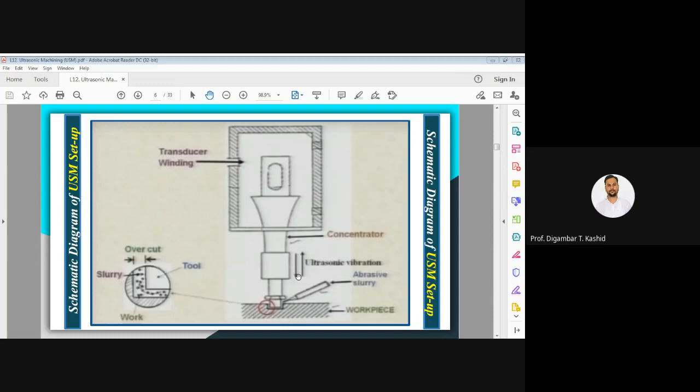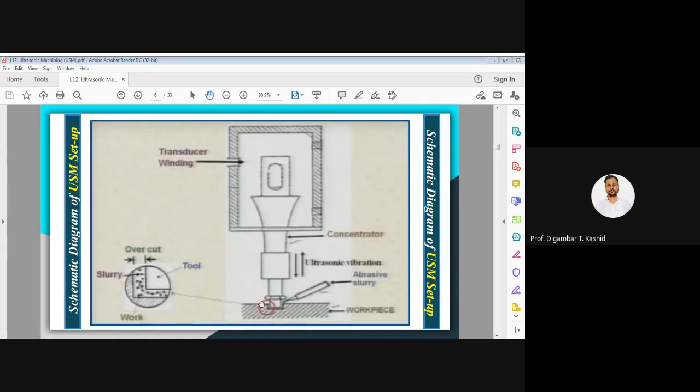Okay, you can see here also. This is your transducer. You can see the winding is there, and this is a concentrator where you can attach your tool. So this is a tool we can call our tool holder, and the tool is also called horn. And there should be some small gap, it is called the stand-off distance. In between that small gap we have to give an abrasive slurry. You can see here also, and then the workpiece is there.